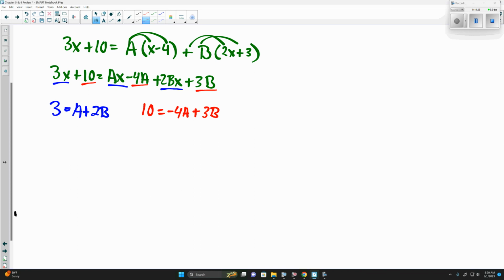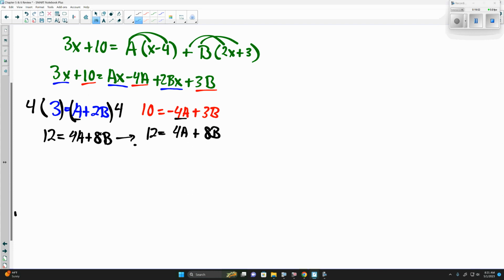Now at this point, we don't have a single variable by itself, which is nice, but it does mean we need to get one of the variables to be the same. Well, we can get a to be the same, and to do that, we need to multiply the other equation by 4. 4 times 3 is 12. 4 times a is 4a, and 4 times 2b is 8b. Now we can add these two together.